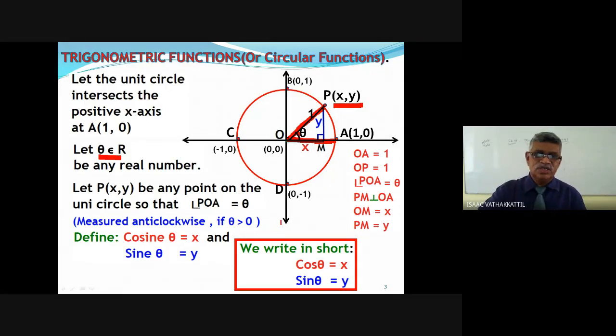What we have seen was multiples of pi by 2 or multiples of pi. If it is a multiple of pi, the point will be on the x-axis, that is at A or C. If it is an odd multiple of pi by 2, it will be the point on the y-axis, that is at B or D, and we have seen cos theta and sin theta.